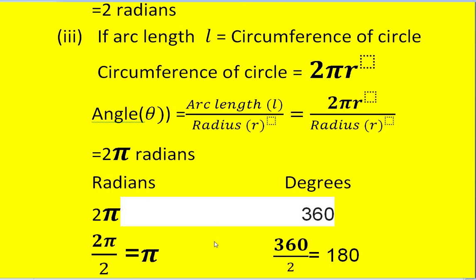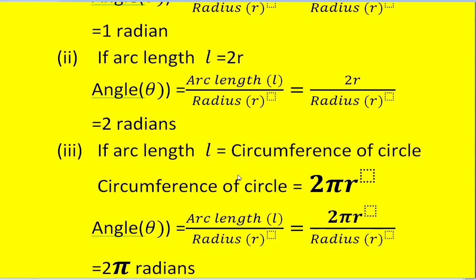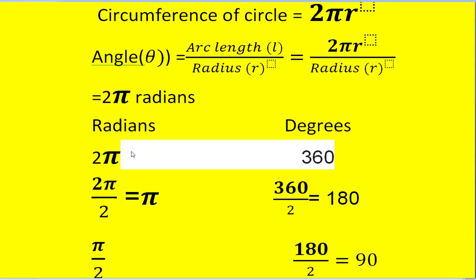Then what is the relation between radians and degrees? That we can see like this. 2 pi radians means for the full length, that is from here to here, when we draw the curve, then we get 360 degrees. This is also equal to 2 pi radians. So 2 pi radians is equal to 360 degrees. Suppose we divide this 2 pi by 2, then we get pi. Then we have to divide this 360 by 2. So then we get 180 degrees. That is, pi radians is equal to 180 degrees.